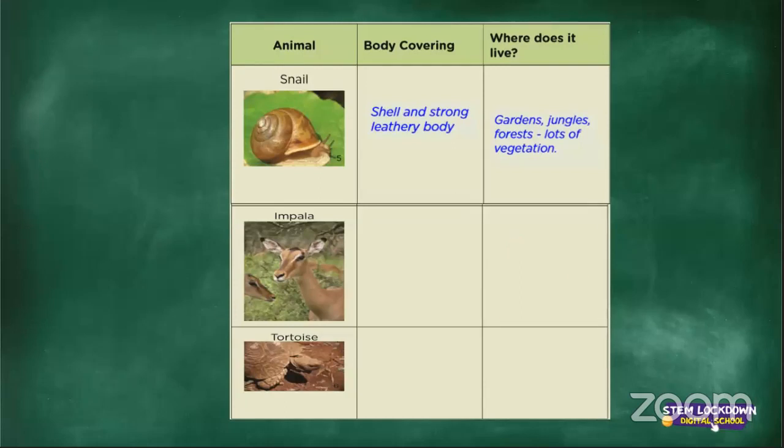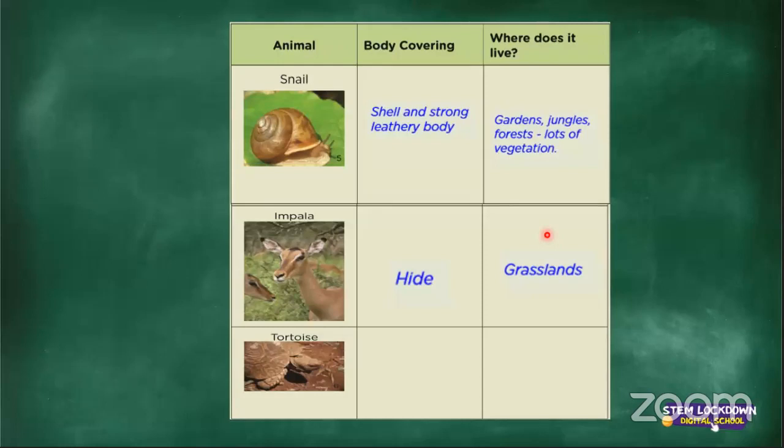The next one we're looking at is an impala. Now, impala's body covering is a hide. Now, where does he live? The last answer I'm seeing here is in the garden. I hope that answer was not for the impala. Grasslands, woods, forest. You are right. Mostly in grasslands. Africa, yes, that is where it lives.